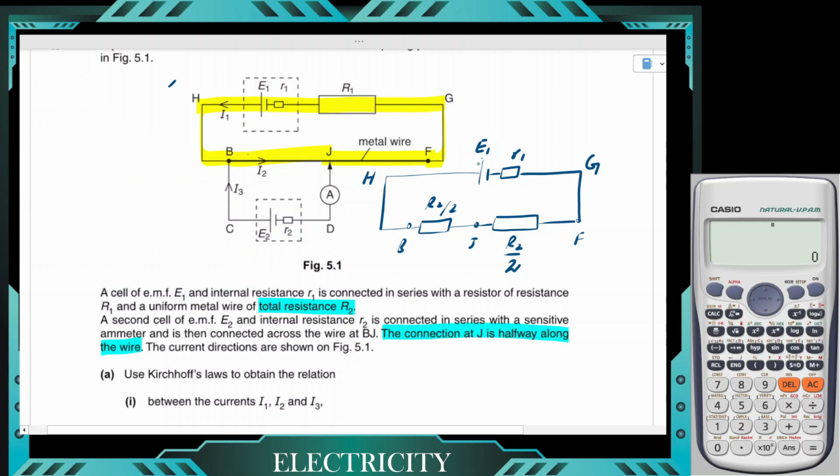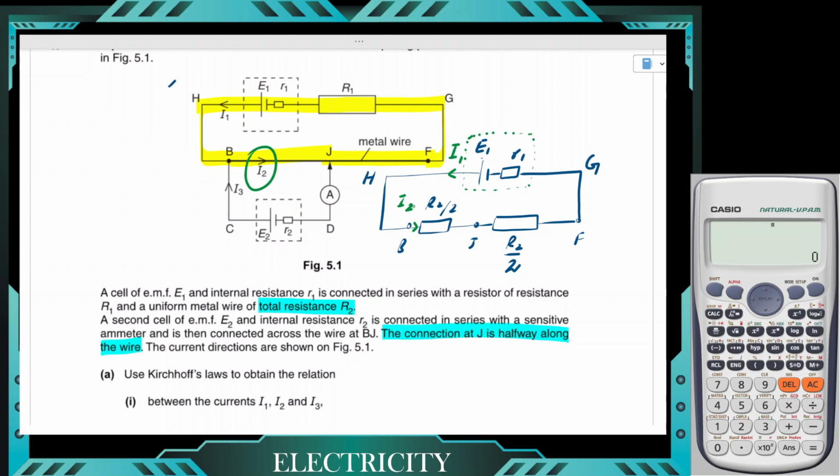This collectively is your battery. Mark the battery first. The current that is coming out of the battery is I1. It is mentioned in the question. Likewise, the current that goes through the part of the wire B to J is I2. Again, it's given in the question. I2, you can see over there.